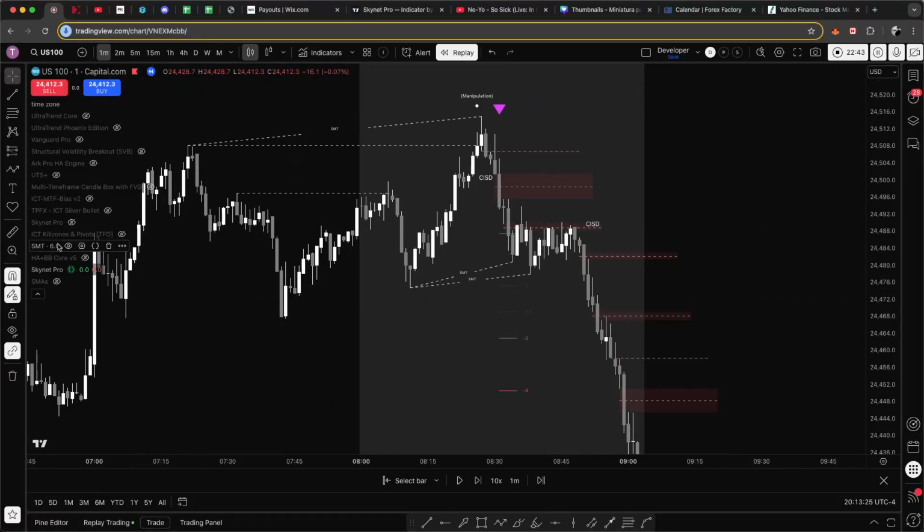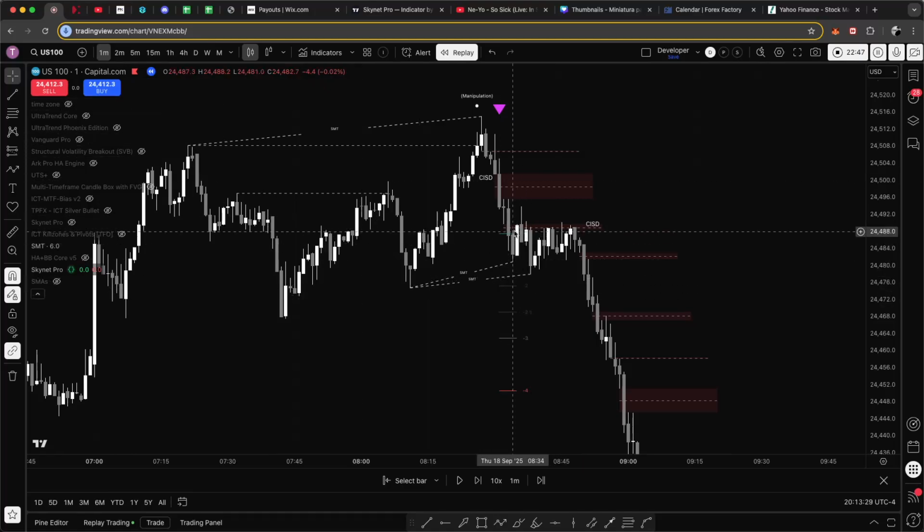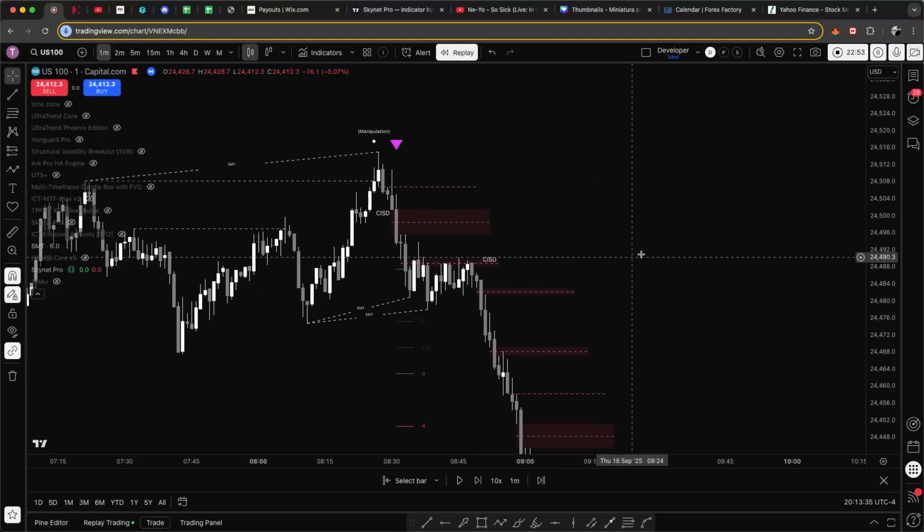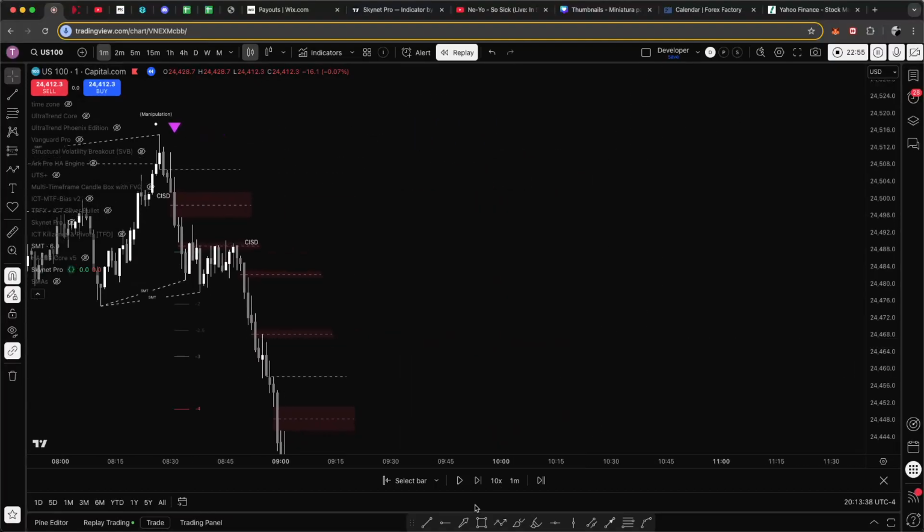I don't know if you can see it here. Let me hide the time zone. There we go. You can see it draws the standard deviation projection, right? It uses the Fibonacci as well. What is that standard deviation projection? It is basically this.